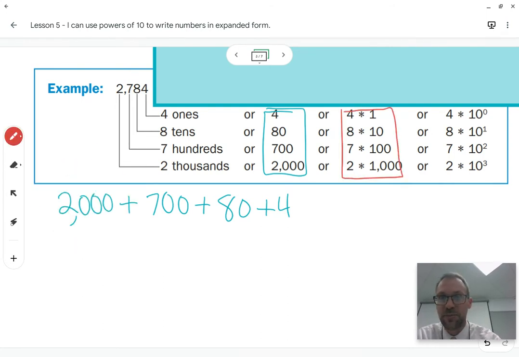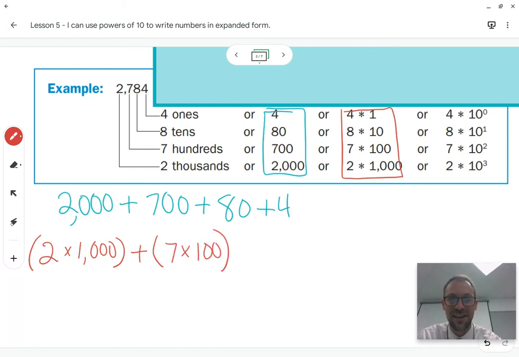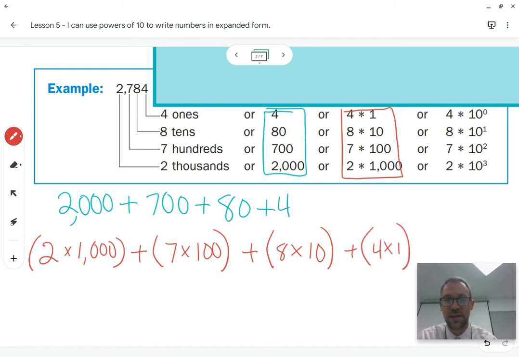We could write this number in expanded form that uses powers of 10 and multiplication expressions. So we could say instead of 2,000, 2,000 becomes 2 times 1,000. And let's put that in parentheses so we know that that's its own separate little unit. Plus 7 times 100 plus the 8 times 10 plus 4 times 1. That's another way to write this number in expanded form, right? These are multiplication expressions that use powers of 10, like 1,000, 100, 10, or 1.